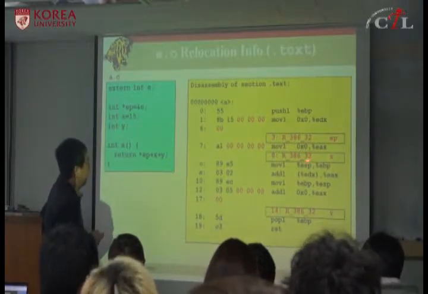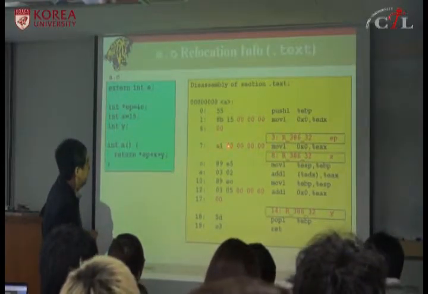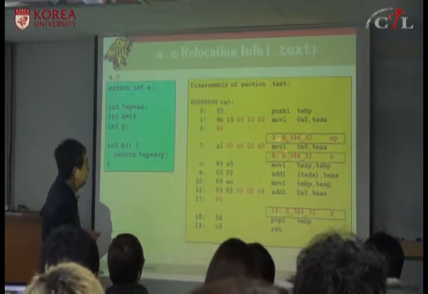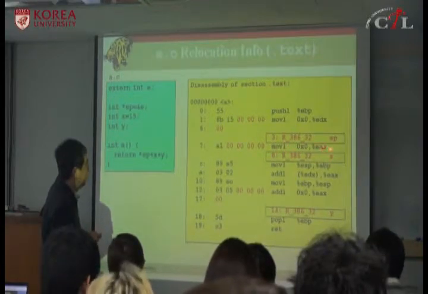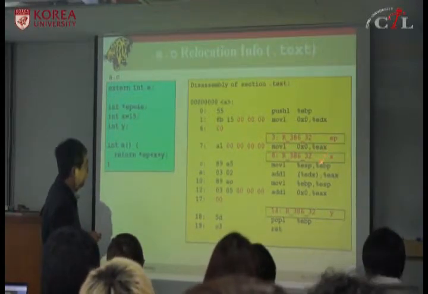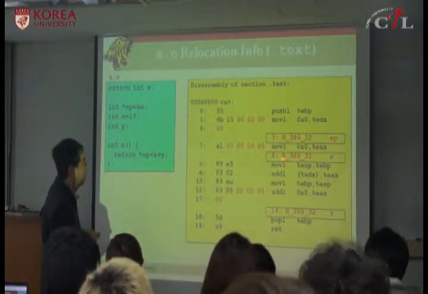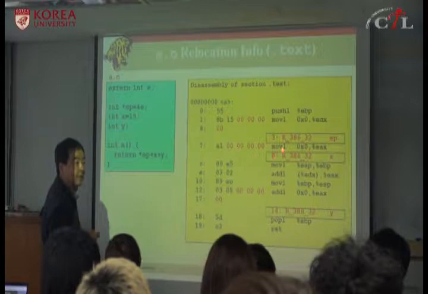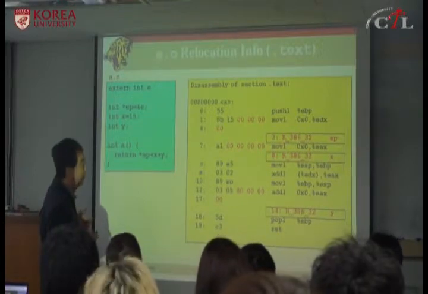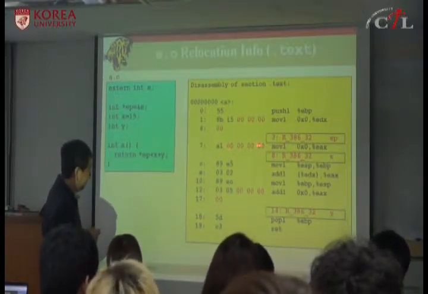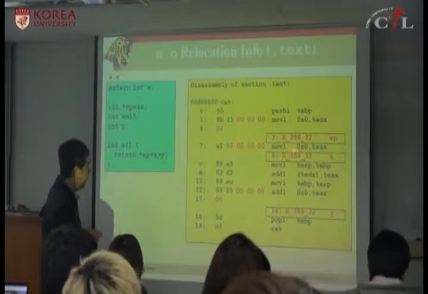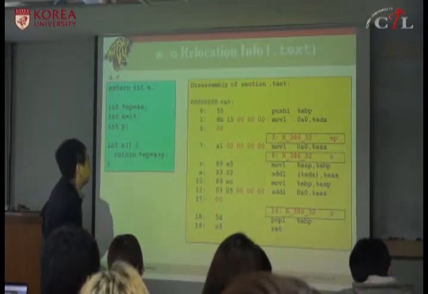And here the next instruction is also moving X into this register. The address of X is unknown, so they also use this mark. You should use absolute address. From this address, you need to modify and copy into this register, EAX.